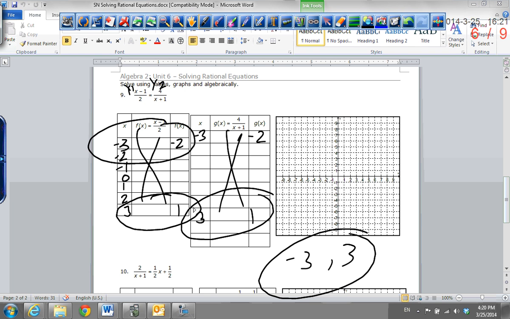Number 10 works the exact same way. Let me see if I can find the answers for that one. Go ahead and pause it. And then number 10, the answers are negative 3 and positive 1. So number 10 is negative 3 and positive 1. They intersect at negative 3, negative 1, and they intersect at 1, 1.